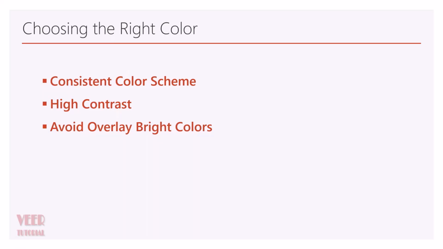Use a consistent set of colors throughout your presentation to make it look professional and cohesive. High contrast. Ensure there is a high contrast between text and background colors. For example, dark text on a light background or light text on a dark background is easier to read. Avoid overly bright colors. Bright neon colors can be hard on the eyes and distracting. Use them sparingly if at all.